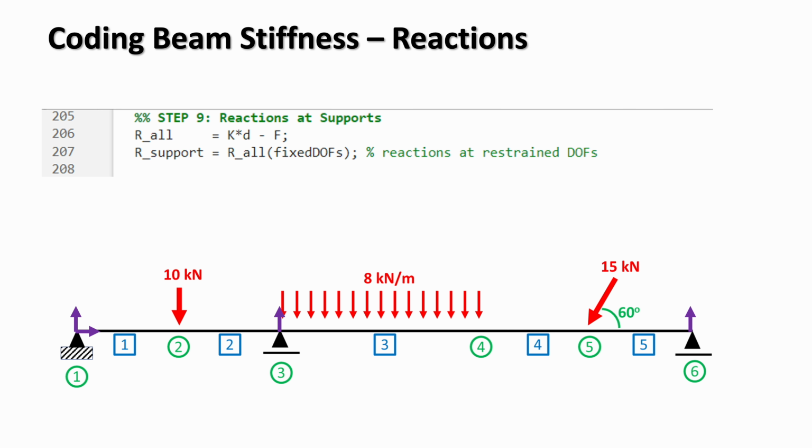With a full displacement vector now known, we can compute the support reactions. These are the forces required at the restrained degrees of freedom to enforce the boundary conditions. The calculation comes directly from the global equilibrium equation R equals K times D minus F. This gives the reaction at every degree of freedom, and we can then extract only those corresponding to the restrained degrees of freedom where the supports are located.